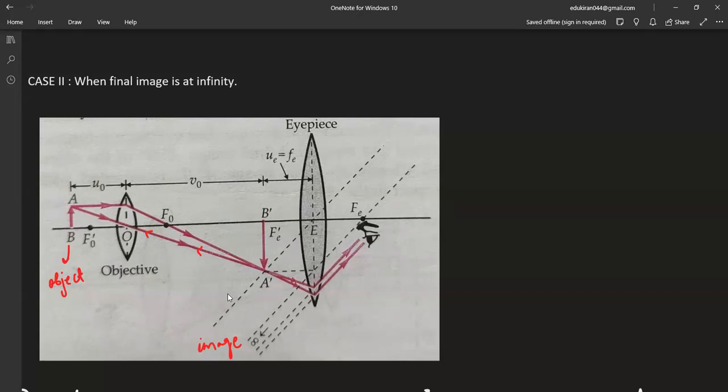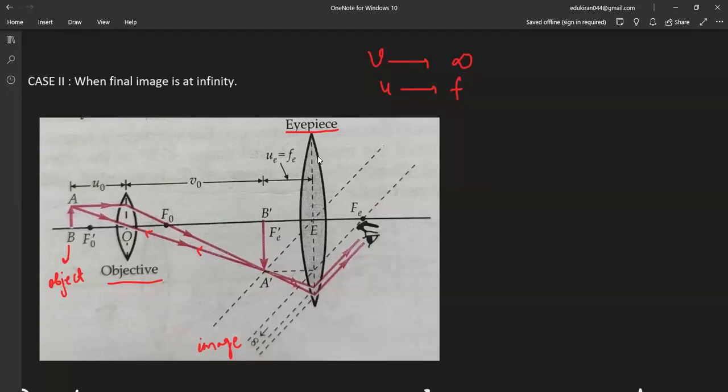So now what will be the difference here? Everything will be the same. It's just that, see, some things will be the same. This is U naught. This is V naught. O means objective. O term means objective. E term means eyepiece. The focal length of eyepiece is now the object distance. Why? Because final image, see, final image is formed at infinity. It means the object is kept at focus. This we have already studied. So that's why we are saying UE is equal to FE.